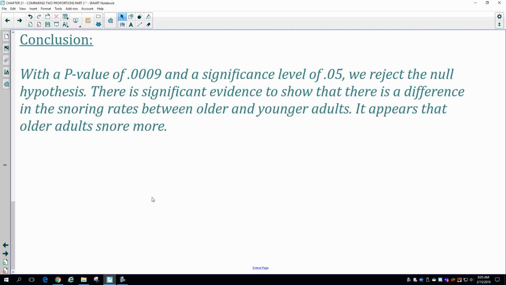So again, the process is very similar to what we've done. Check conditions, write hypotheses, make sure you do the calculations correctly, and then of course you have to make the correct choice of reject or fail to reject, and write your conclusion up correctly. Making sure always to state your p-value, significance level, and then what it means.